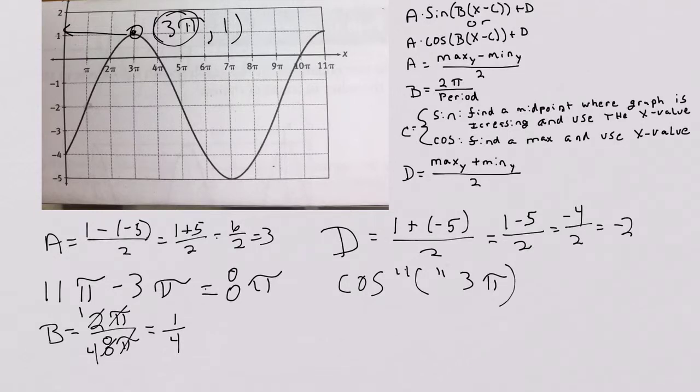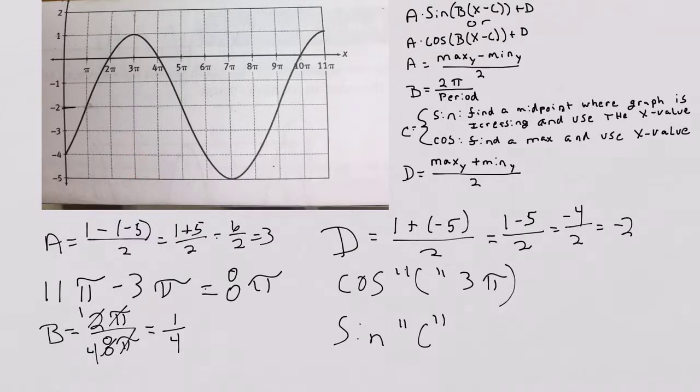Let's find out what C is going to be for sine. So for sine, over here I say that you need to find a midpoint where the graph is increasing and use the x value. Well, let's go ahead and just clear this part up. And we have to find the midpoint. First things first. My amplitude's 3. So go to your maximum right here and count down 3. 1, 2, 3, which is going to put it at -2. Well, conveniently, if we count down from -2 to the minimum, 1, 2, 3, it's right in the middle.